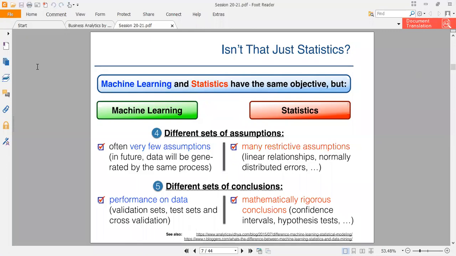And it also varies in terms of how you come up with conclusions about these models. In regression models, for example, if we remember, we used to have some sort of confidence intervals. If we are getting this prediction, we can be 95% or 90% sure that your final prediction is going to be between this and this value, right? So these were mathematically rigorous conclusions.